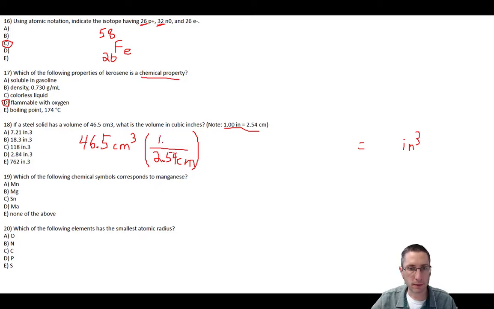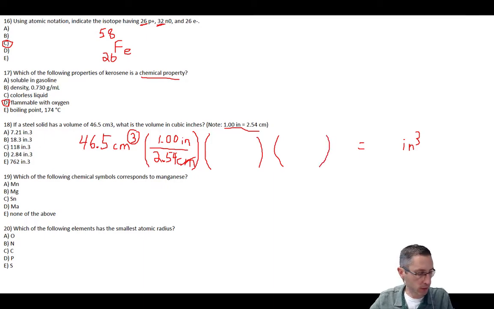And that corresponds to the top being 1.00 inches. And that centimeter will cancel out one of the centimeters here, but there's 3. This cube means there's 3 centimeter units. So I'm going to need to do that same unit factor 3 times. And so 46.5 divided by 2.54 divided by 2.54 divided by 2.54, you should get something like 2.84 as your answer.